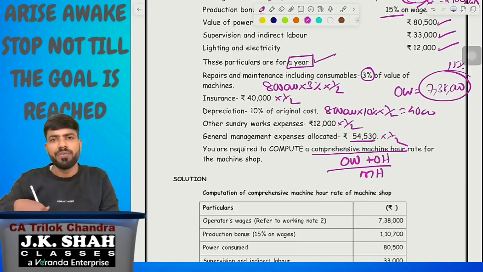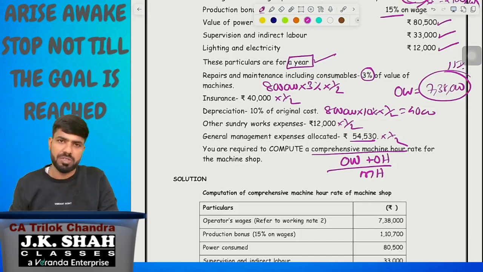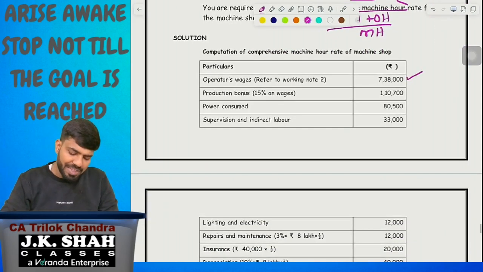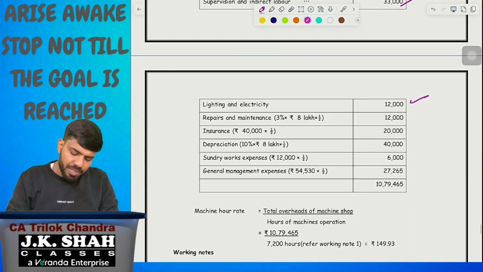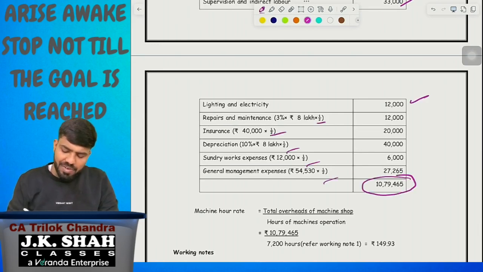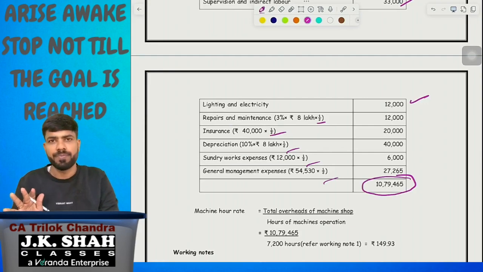We'll make the total. We'll get the total operating cost. Look here: 7,38,000, 1,10,700. How are they getting this? 7,38,000 into 15%, 1,10,700. Power, supervision, lighting and electricity, everything they have taken is half of the amount. Total is 10,79,465. Total divided by machine hours.